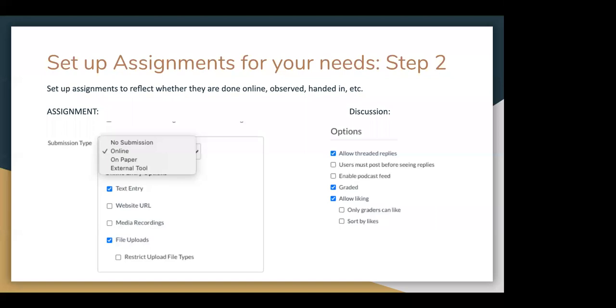In discussions, you can allow threaded replies. You can also insist that students post before they see other replies, so you don't want them just to say what everyone else is saying. You can do that as well. You can allow liking now. That's fairly new in Canvas, so students can like their favorite posts, and then you can also sort your discussions by likes. So there's lots of options for you to make it interesting when you're creating your assignments and discussions.